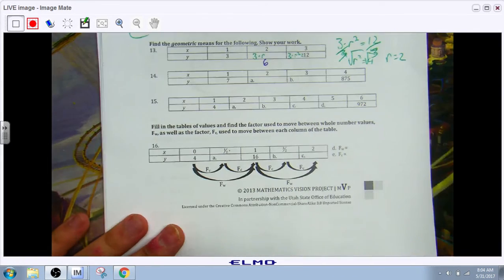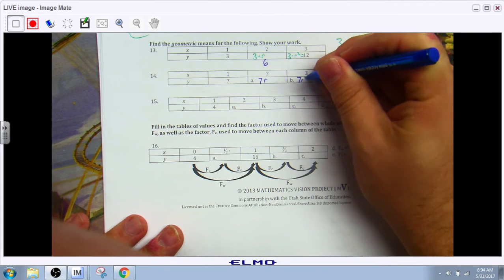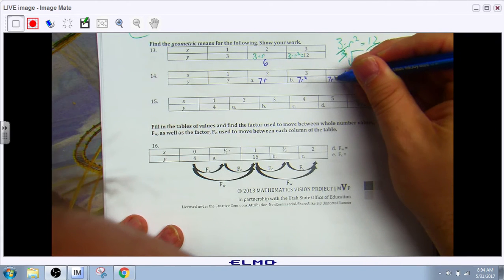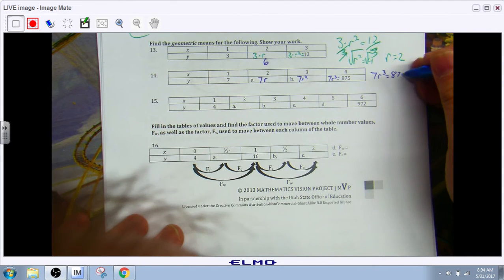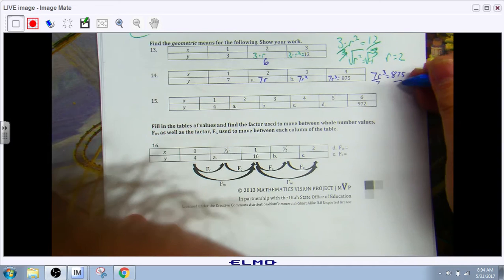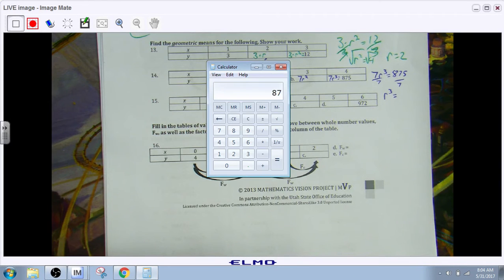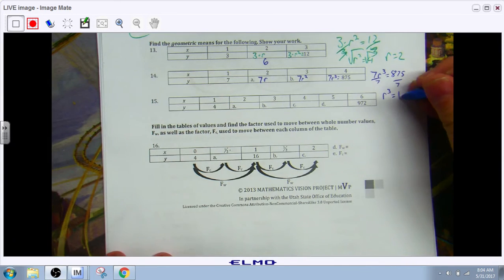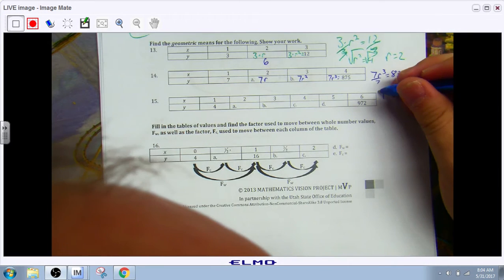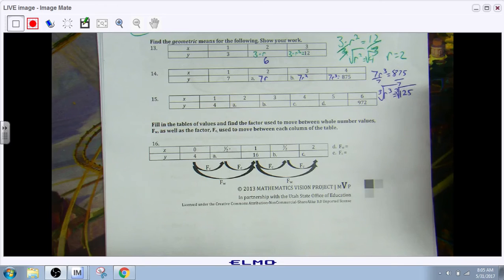We do the same thing here. 7 times r, 7 times r squared, 7 times r cubed equals this. 7r cubed equals 875 divided by 7. R cubed equals, I have no idea what 875 divided by 7 is. 125, good to know. Is 125.